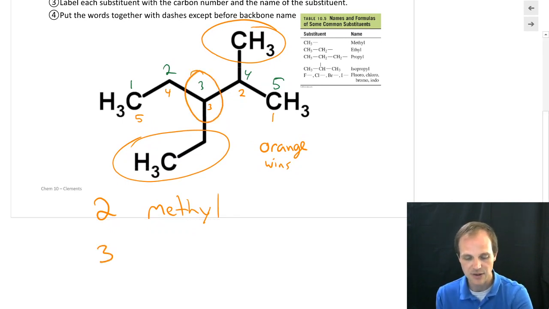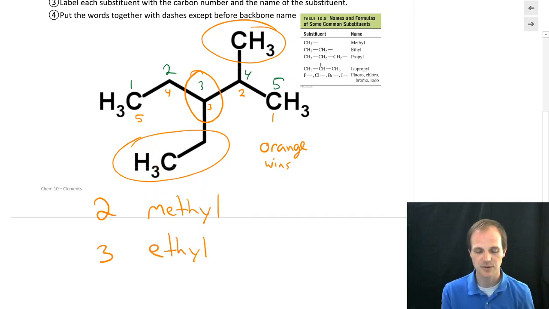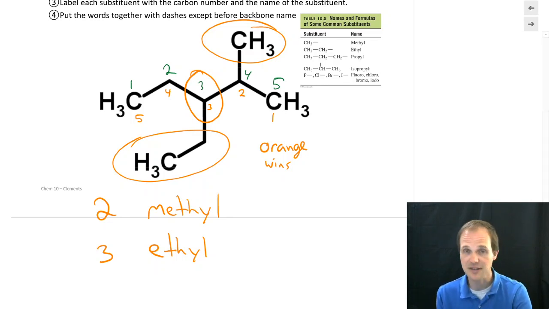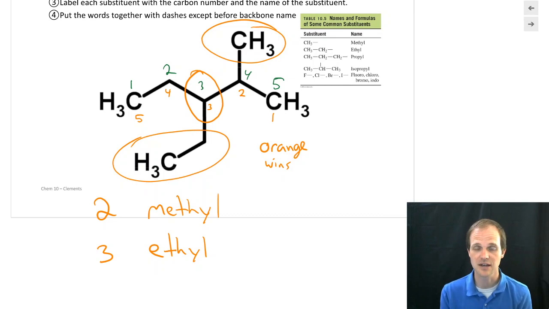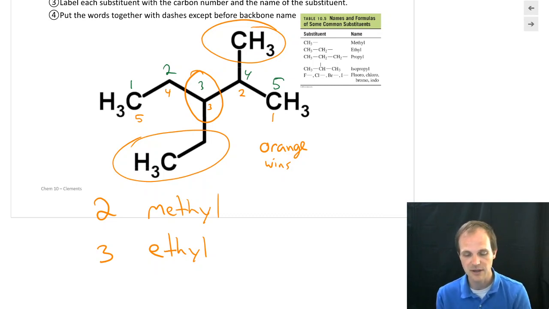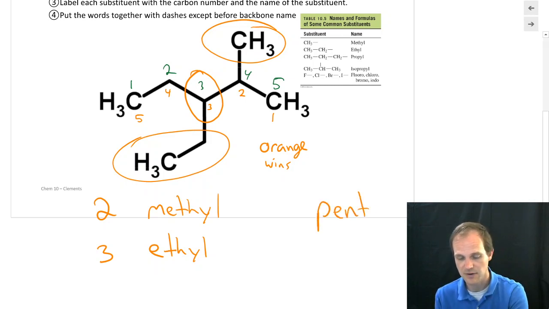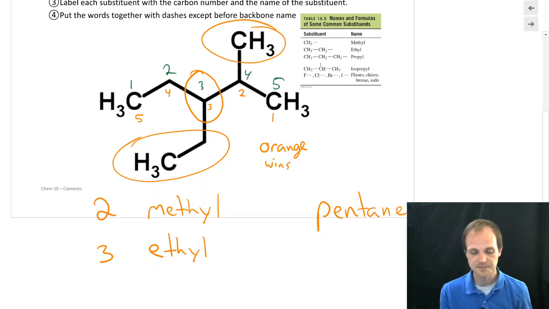On carbon number 3, there is another thing going on there. Is it a methyl? Well, it's not, because it actually has 2 carbons. It's got 1 here and 1 here. And when we have 2 carbons, if you remember, that was an ethyl group. So we've got 2-methyl, we've got 3-ethyl. And then there's nothing on number 4 other than hydrogen. There's nothing on number 5 other than hydrogen. And so we've just got a 2-methyl and 3-ethyl. Our backbone had 5 carbons, so it's some sort of pentane.